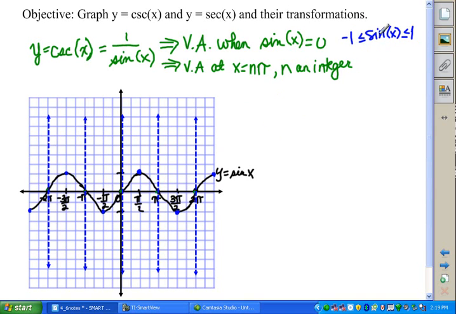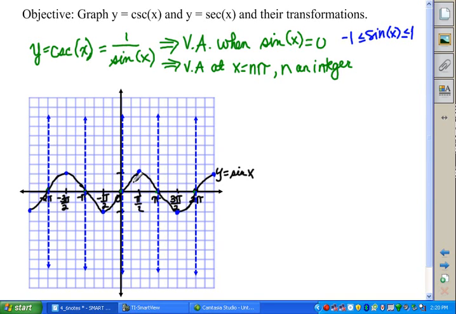But whenever we divide 1 by a number that's small, those numbers get big, and that's why we get these asymptotes, because as you get closer and closer to 0, the number gets larger when you say 1 divided by that. Like 1 divided by 0.001 is 1,000. So as our graph of sine gets closer and closer to 0, the graph of cosecant is going to get larger and larger and larger. We can see that if we plug in a few points.